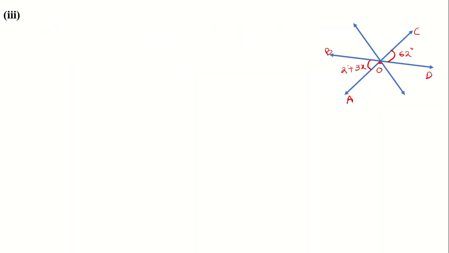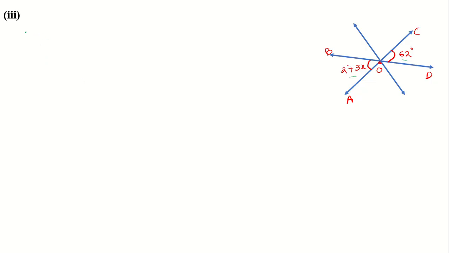Here is one more question. See here. Here we have intersecting lines. In the third question, we have intersecting lines and we have two angles, right? One is 62 degrees, one is 2 plus 3x degrees.